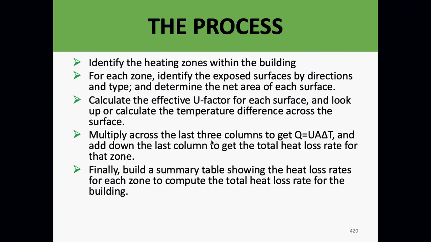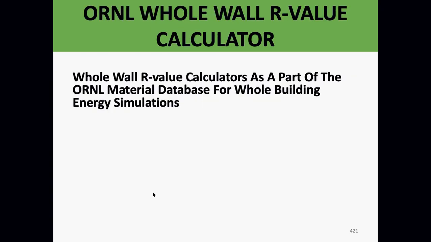Finally, we look at a building summary table that shows the total heat loss rate for the entire building. Once we have that, what can we do with our total heat loss? What's the next step? Sizing the system. Yeah, basically we're going to move forward and size the system, and we're going to be able to start looking at equipment that's available.